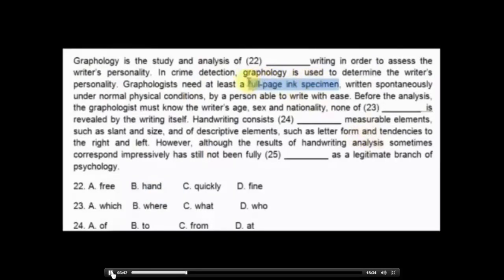Do you have any questions? Full page in specimen. What they're telling us here is that full page in specimen, it is a full page written by that person. If the graphologist has a page of an essay or something that a person has written by hand, not in computer, by hand, then they can use it. Written spontaneously under normal physical conditions.